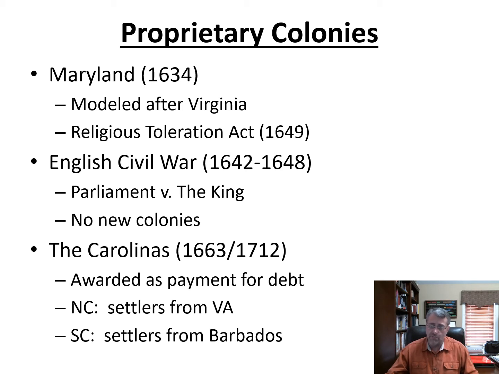For 20 years, more than 20 years, they're pretty much on their own. England is just focused on internal matters, and the colonies are just kind of left to do their own thing. No new colonies are being established. So that's why we see such a long spell between the establishment of Maryland and the establishment of the next colonies, which are the Carolinas.